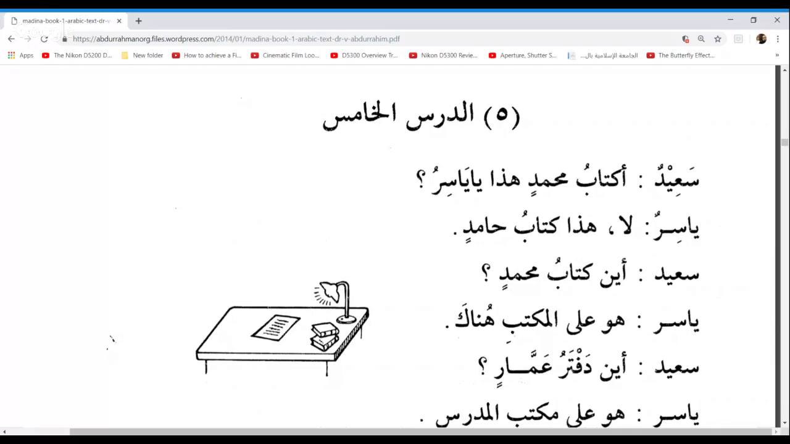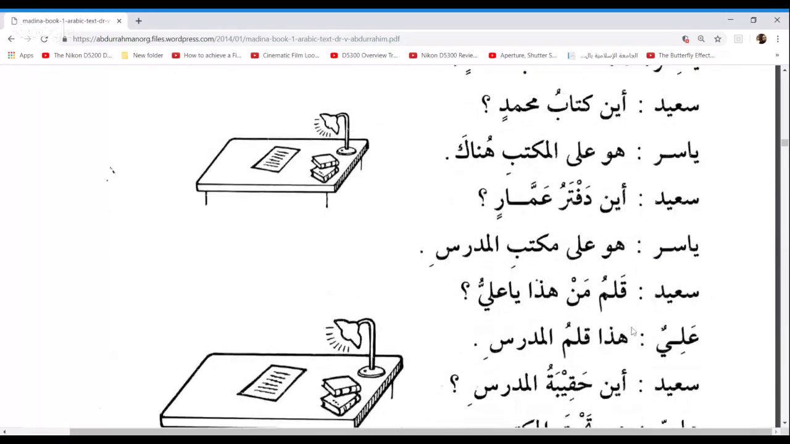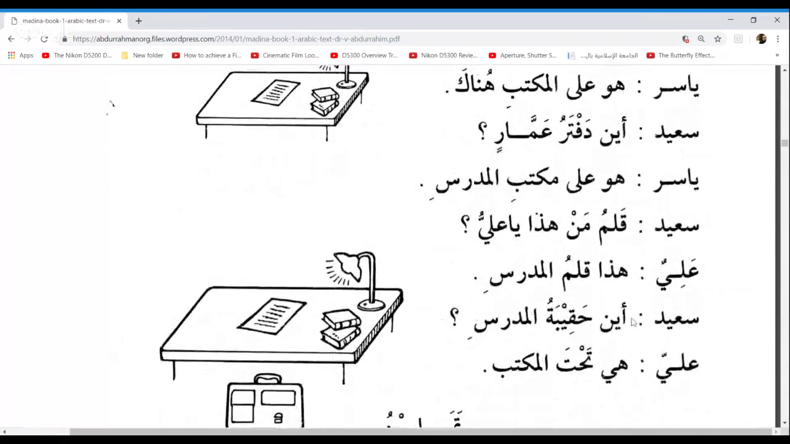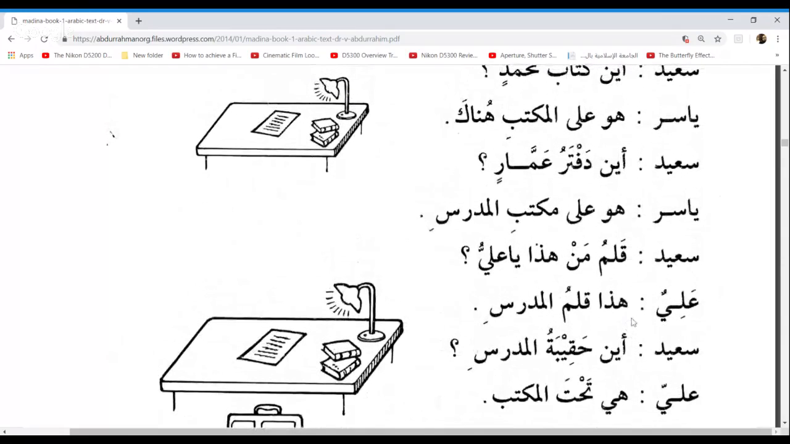Without translating now for today, guys. Without translating, let's just read the Arabic. Go ahead, Endrit. لا هذا كتاب حميد. It's Hamidin, that's right. Good. Go ahead, Yusuf. أين كتاب محمد؟ Good. Go ahead. هو على مكتبي هناك. It doesn't say kitab. Good. Go ahead, Yusuf.